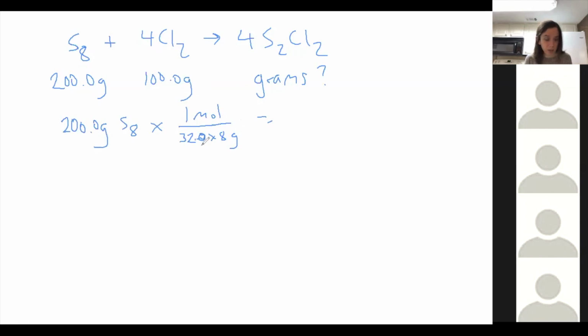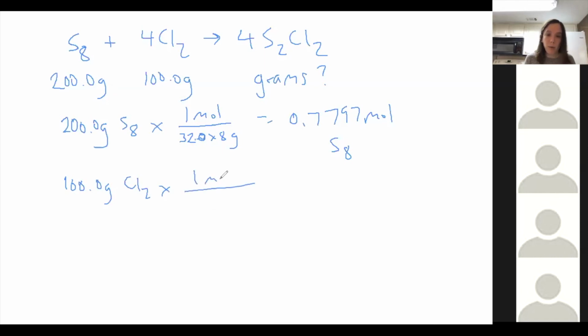200 grams divided by the molar mass gives you 0.7797 moles of S8. The same thing for Cl2. We have 100 grams of Cl2. So we did 100 and then divided by its molar mass. Cl is 35.45. There's 2 of them. So we would do 35.45 times 2. And that's how many grams there are in 1 mole of Cl2. So we do 100 divided by that, and that would give us 1.41 moles of Cl2.